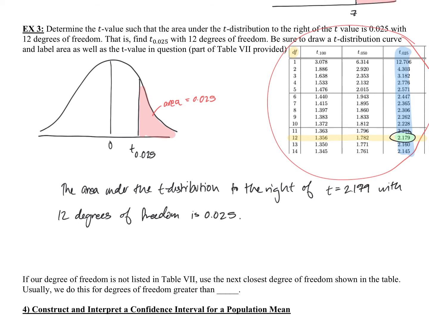0.025, period. Okay, there we go. So this is one of the new things that's introduced with the t-table, remember, is we're looking at degrees of freedom. And we have to work with the degrees of freedom because we are working with the sample standard deviation and not the actual population standard deviation.